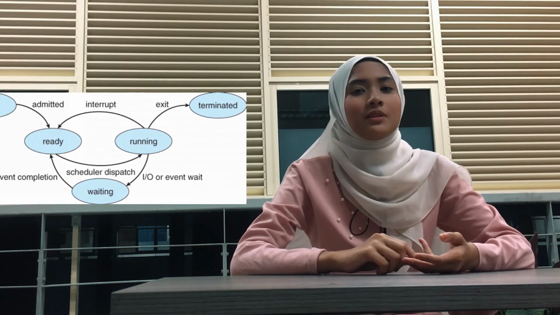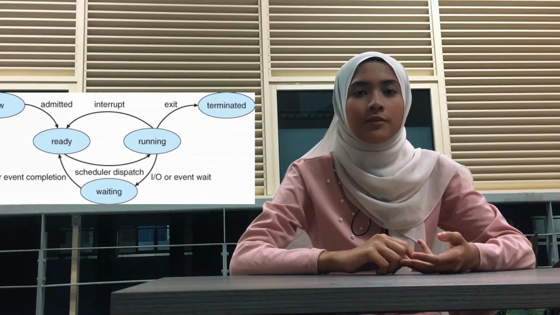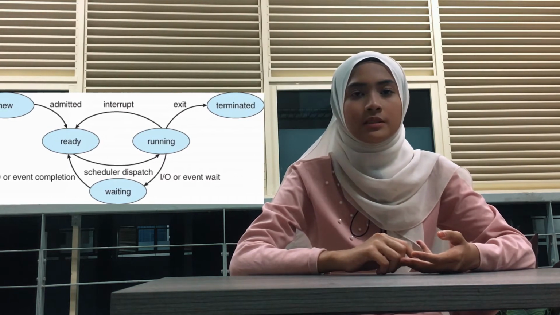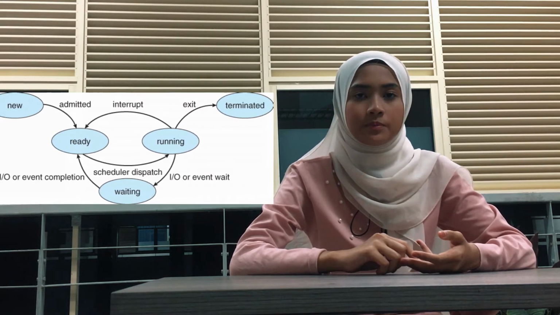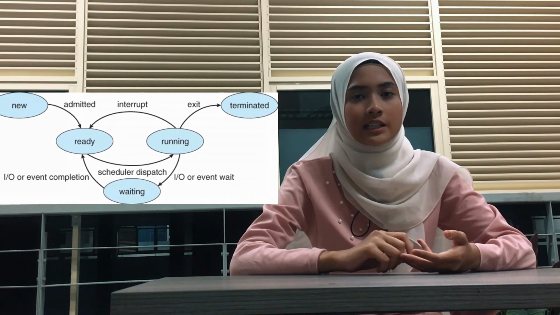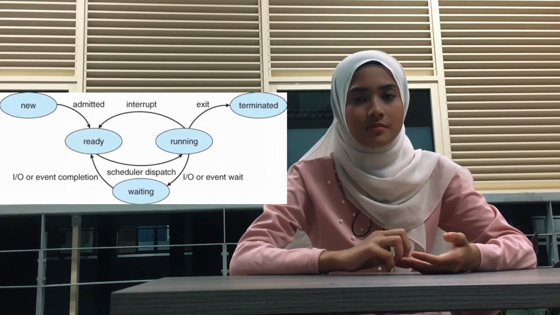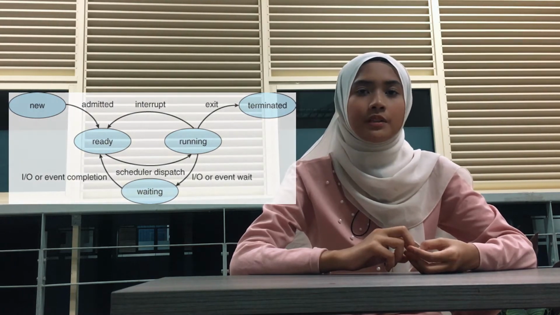Fourth, waiting. The process cannot run at the moment because it is waiting for some resource to become available or for some event to occur. For example, the process may be waiting for keyboard input, disk access, or a message. Fifth, terminated. The process has completed. The load average reported by the w command indicates the average number of processes in the ready state over a period.